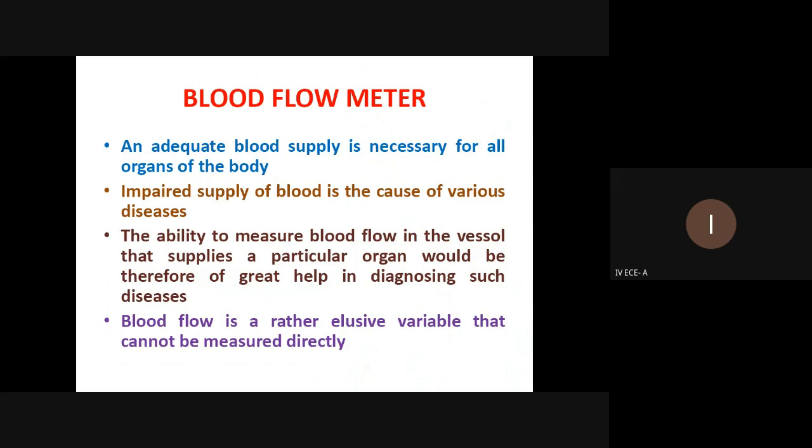An adequate blood supply is necessary for all the organs of the body. Impaired supply of blood is the cause of various diseases. The ability to measure blood flow in the vessel that supplies a particular organ would therefore be of great help in diagnosing such diseases. Blood flow is a rather elusive variable that cannot be measured directly.